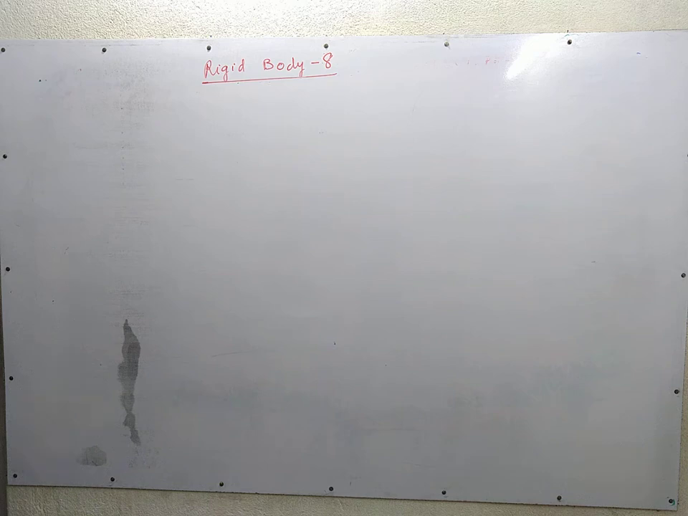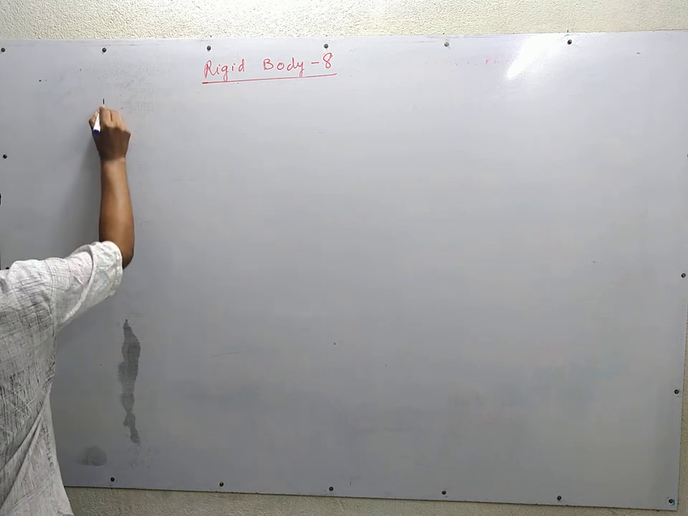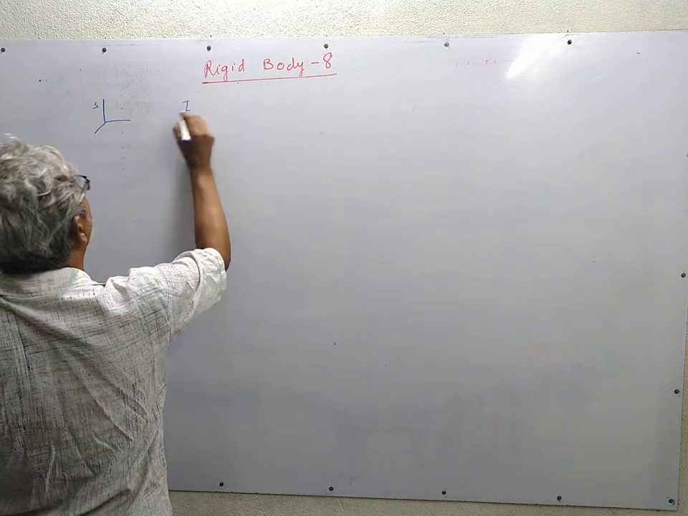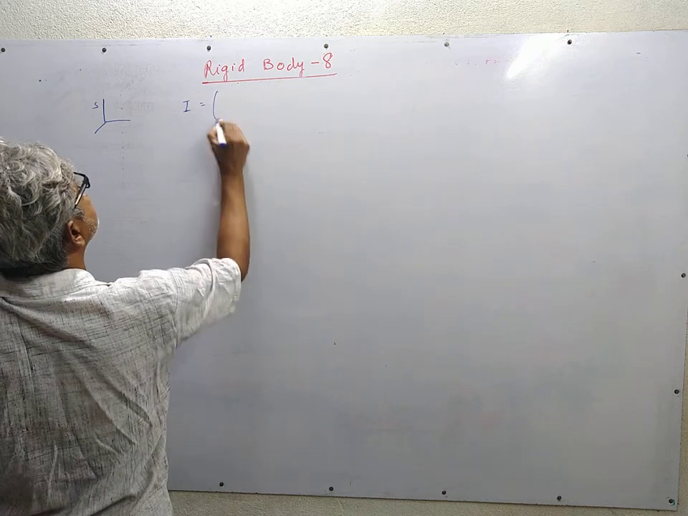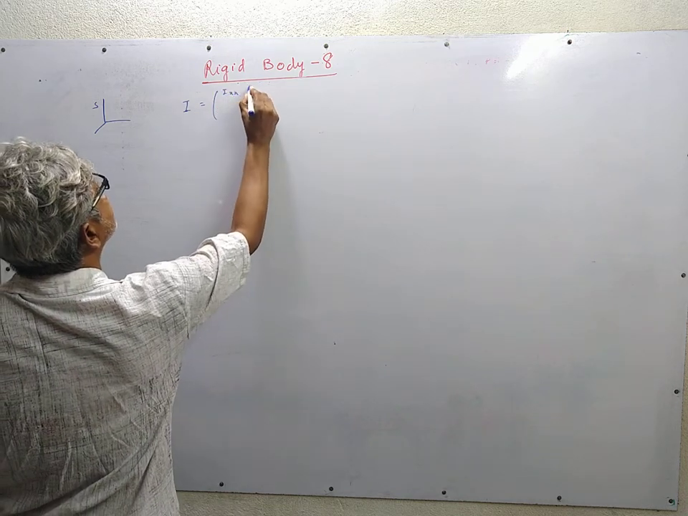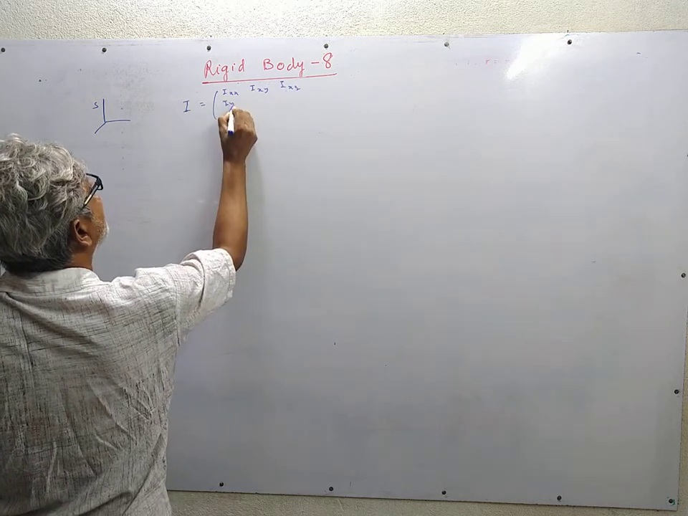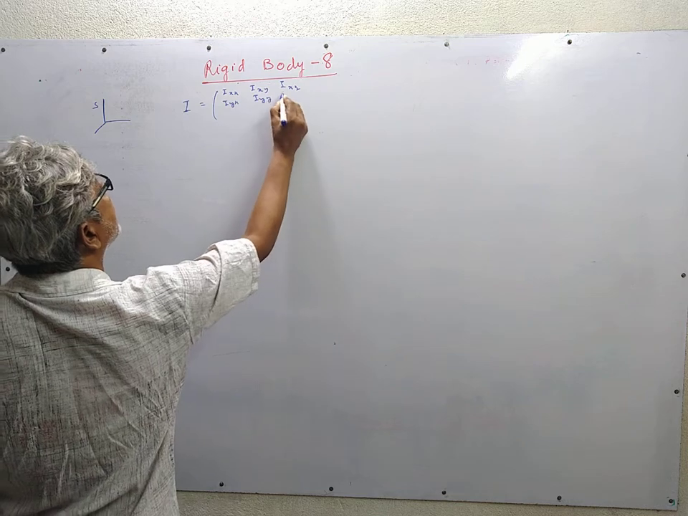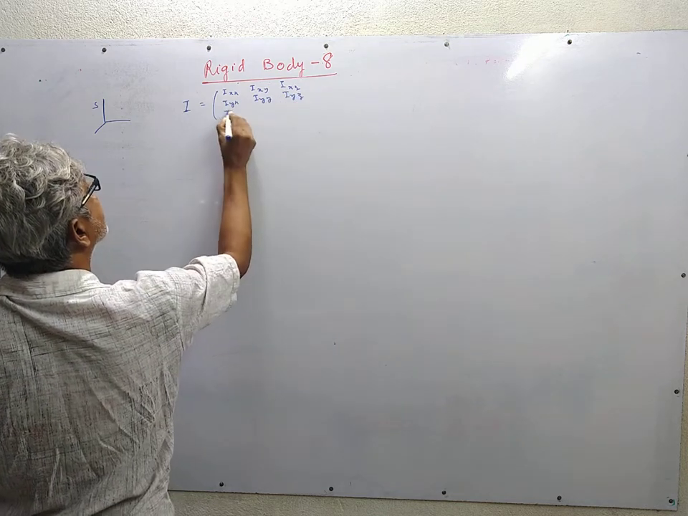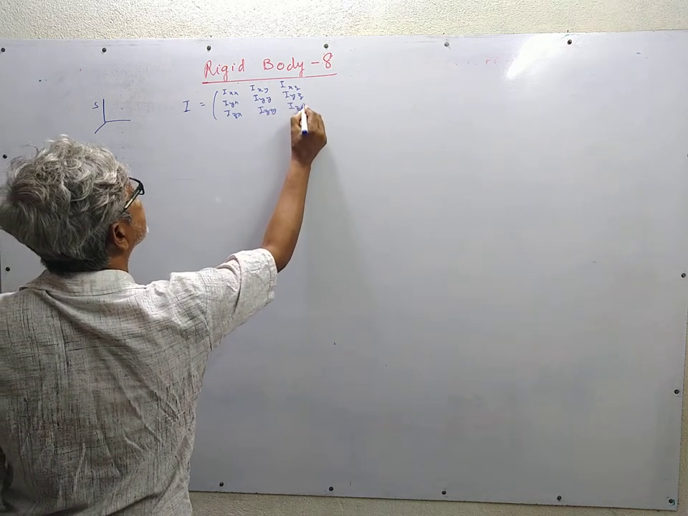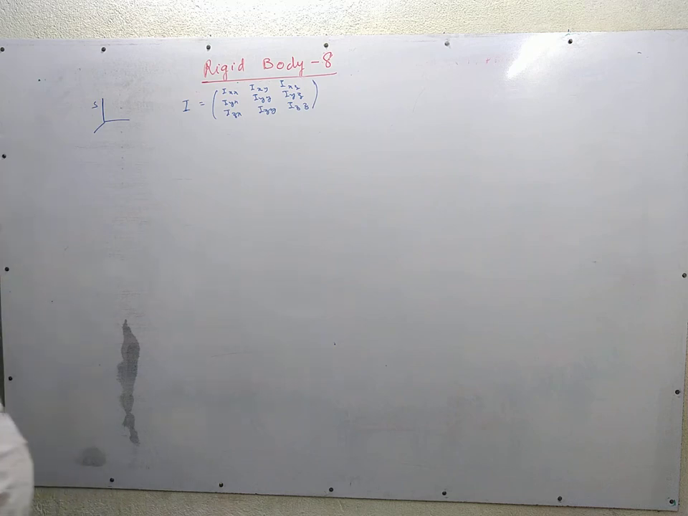We know that if we consider any coordinate system S, then in the S coordinate system I have the moment of inertia as Ixx, Ixy, Ixz, Iyx, Iyy, Iyz, Izx, Izy, and Izz. This is the form of the moment of inertia tensor in the S frame.